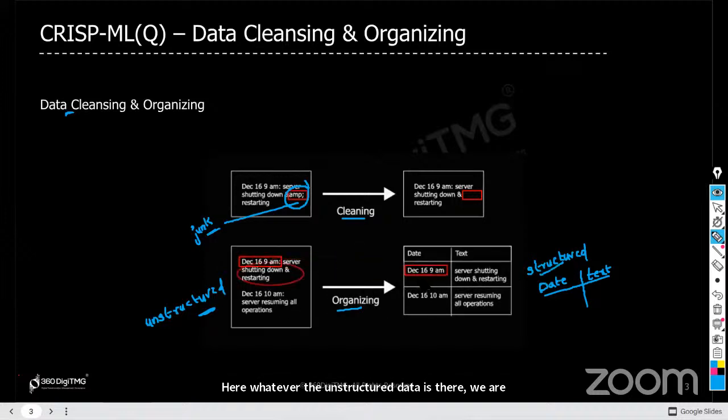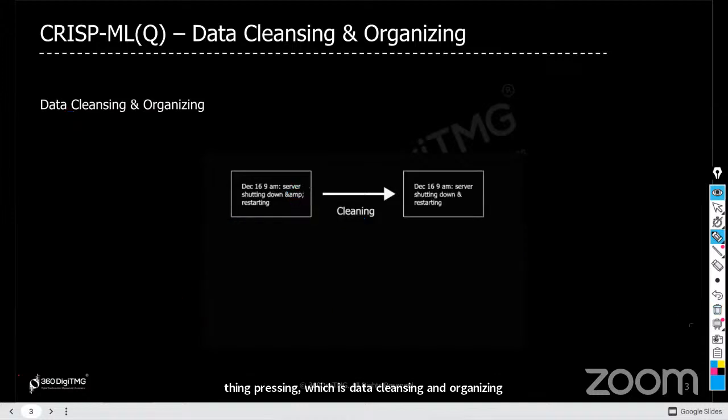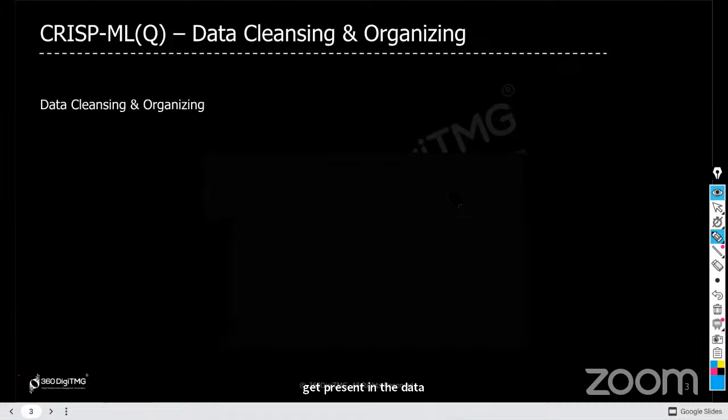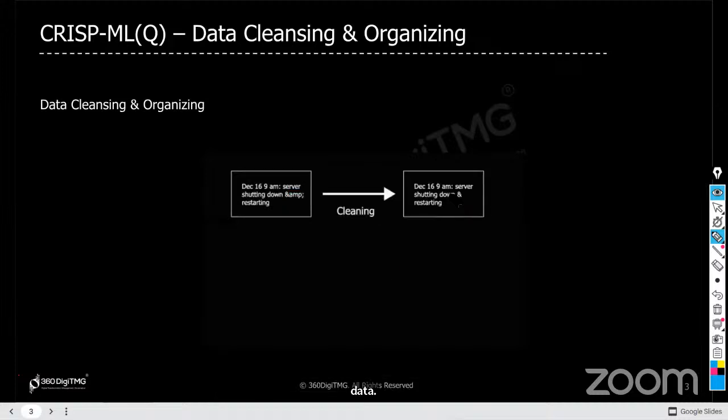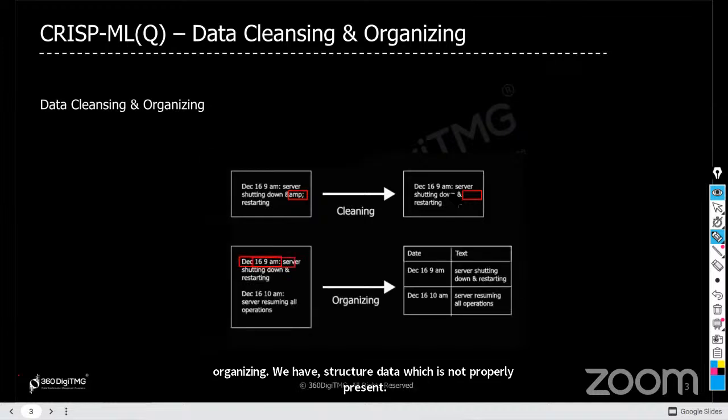So now you can easily understand that on this particular date, this is the information present. On this particular date and time, this is the information present. This is nothing but the first thing, which is data cleansing and organizing. What is data cleansing and organizing? Whenever information is getting recorded in the server logs, junk may also get present in the data. So we are removing that junk and cleaning that data. While coming to organizing, we have unstructured data which is not properly present. We are organizing that into proper format, which is structured format.